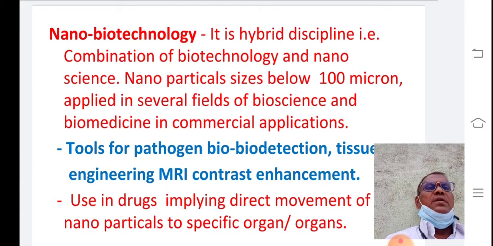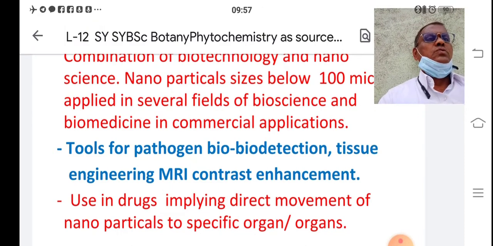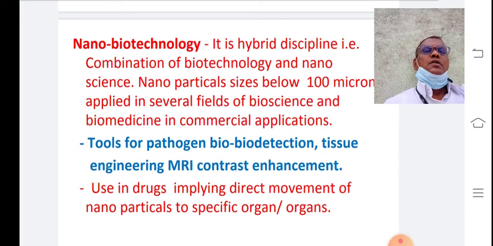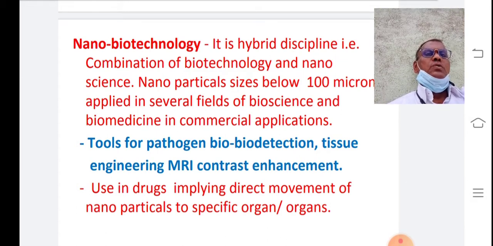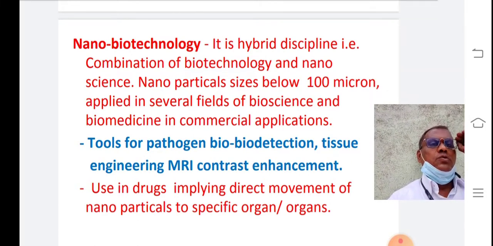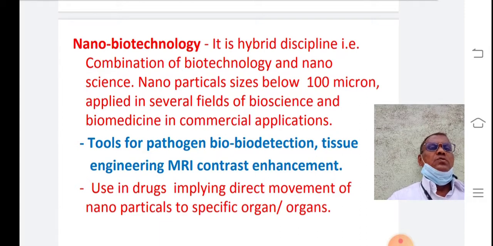Then it is applied in various fields nowadays of biosciences and biomedicine in commercial application. So nowadays there are specific drugs available for each and every disease due to their activity, and therefore these are directly separated and detected from the plants. So it is a tool for pathogen bio detection, then tissue engineering, MRI contrast enhancement. Then there is the use of drugs, implying the direct movement of the nanoparticles to specific organs. So what happens, we are knowing allopathy, chemical medicines are there. Firstly they go to the digestion, then run into the blood, and through arteries again it is given to the specific part, right?